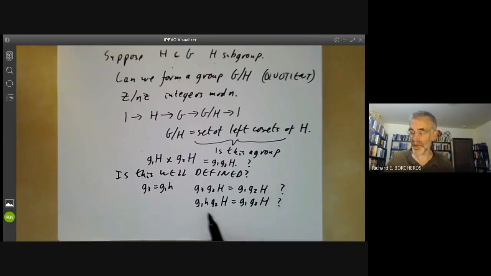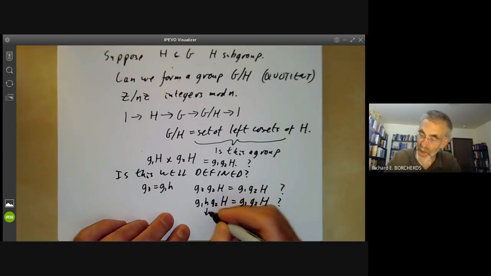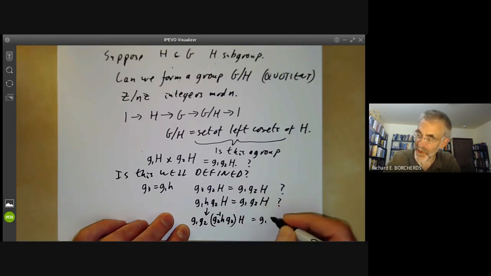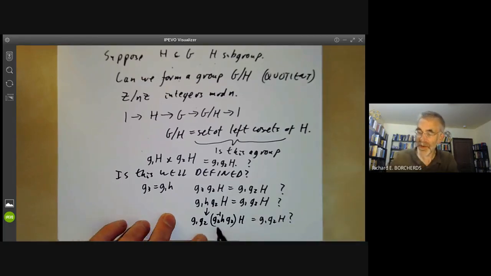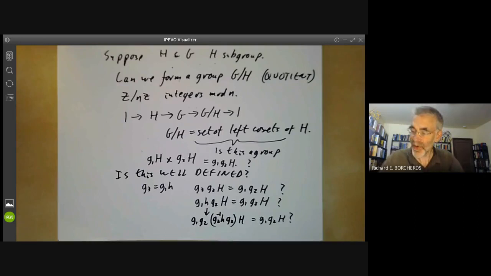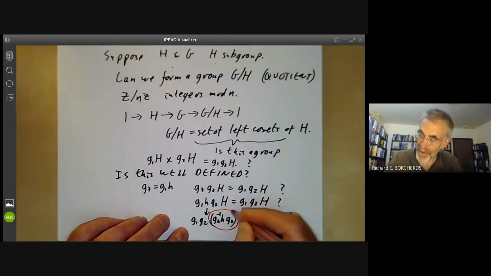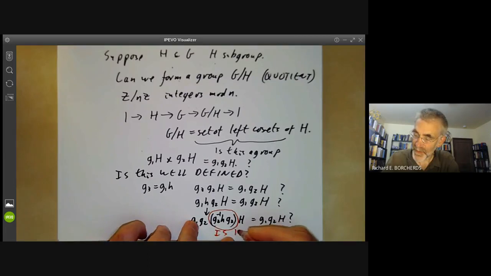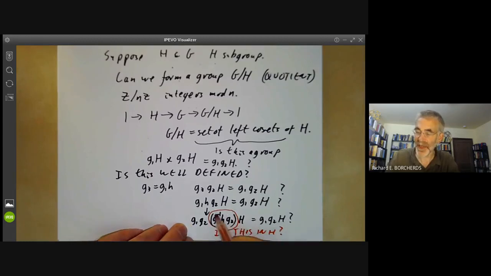So is this true? Well, this is equal to G1 G2 times G2 to the minus one H G2 times H. So we want this to be G1 G2 times something in H. And you can see that will hold provided this is in H. So we've got the following question. Is this element here in H? And if it's always in H, then we've got a well-defined multiplication on cosets.